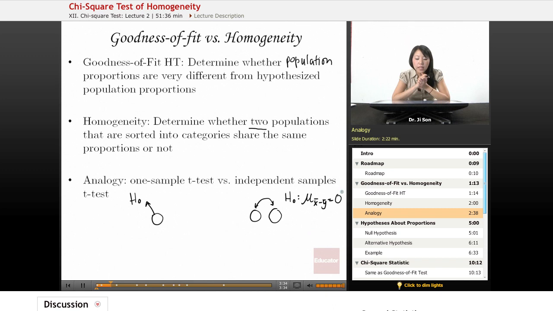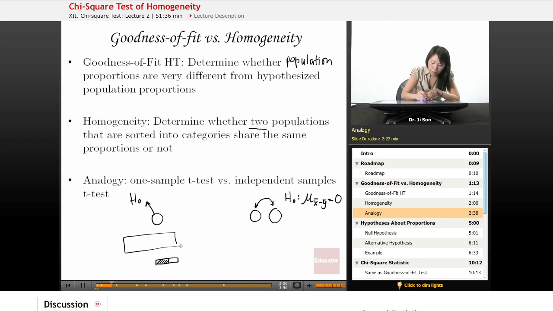And in a similar way, the goodness of fit chi-square is really asking whether this proportion in my sample, I'll just use black and white, is similar to the proportion in our population. So that's how I'm comparing it. This is my null hypothesis in some ways.